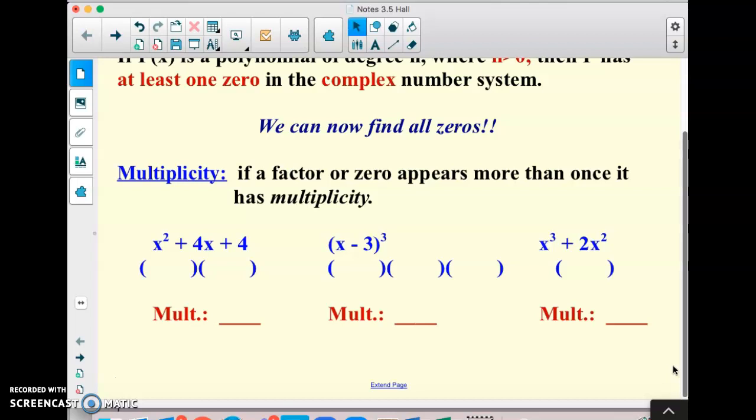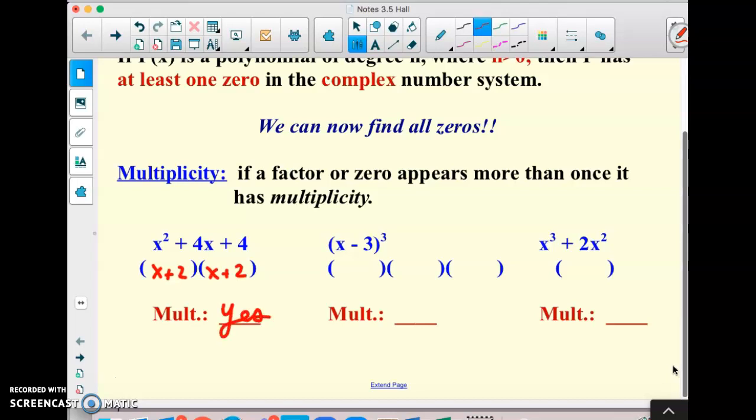X squared plus 4x plus 4 does factor into x plus 2 and x plus 2. So does this have multiplicity? Yes, it does. And what is the multiplicity? It's an even multiplicity of 2. Two of the same answer. X minus 3 cubed is x minus 3 times x minus 3 times x minus 3. These are called linear factors. So does it have multiplicity? Yes, it does, of 3. Three of the same answer.